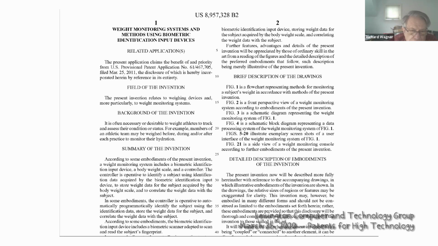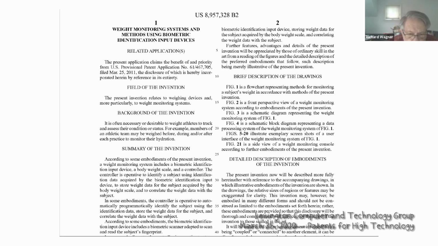Typically, the detailed description goes through what was in the summary, but describes it in much more detail, much finer detail. So here it says, the present invention now will be described more fully hereinafter with reference to the accompanying drawings in which illustrative embodiments of the invention are shown. In the drawings, the relative sizes of regions or features may be exaggerated for clarity.